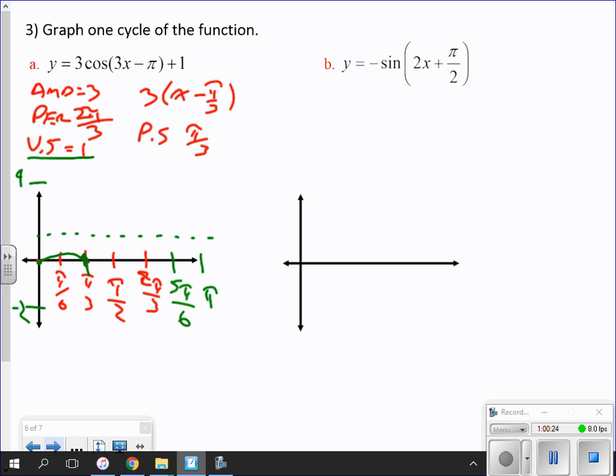Now, this is the hardest part to do. Once you've figured this out, this is not easy. Where do I put my first point? Normally, for the cosine, where do I start? Normally, I would start at 1. However, with the amplitude and vertical shift, it's moved up to 4, and the phase shift moves that over to here. That's now where I'm going to start. Then I go down to my center line, down to the bottom of my amplitude, back up to my center line, and then back up to the top again. And so my cosine looks like this.